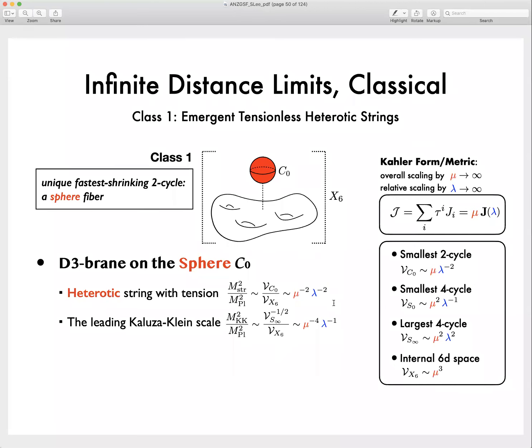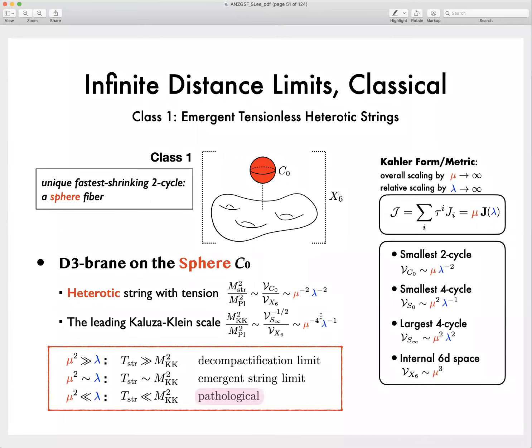But this tension had better be compared now with the KK scale governed by the largest cycle in the geometry. This turns out to scale as 1 over mu to the 4 lambda. So within class 1, there arise three qualitatively distinct situations. The physics depends on the way we approach the limit, that is, where we are sitting in this mu-lambda space. In the first regime, the string scale is parametrically bigger than the KK scale. This indicates a decompactification signaled by the light tower of KK modes. So the KK tower is the leading tower.